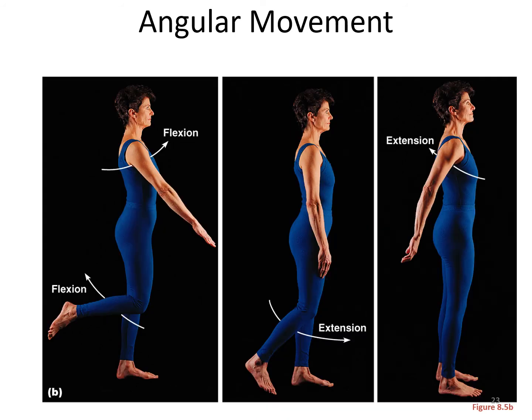Angular movements are ones that actually change the angle or distance between two parts of a joint. So if you bend or flex your elbow, you change the degree or the angle between the bones that form your elbow. If you straighten or extend your elbow, you increase the angle there. So angular movements are what we're actually going to discuss below on your worksheet.